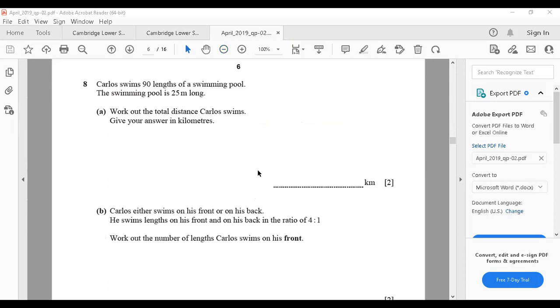Now in number 8, Carlos swims 90 lengths of a swimming pool. The swimming pool is 25 meter long. Work out the total distance Carlos swims.